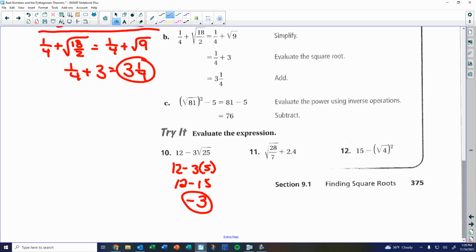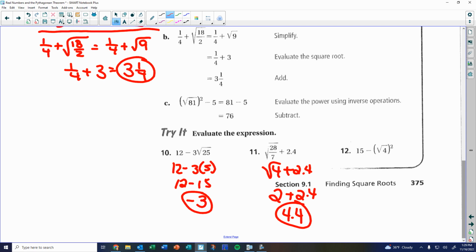Now, the next one. What's the first thing we have to do, Eden? Because you got this. What's the first thing we have to do here? 48 minus 7. Yeah, you got the radical here, right? And you got 28 over 7. Well, 28 and 7 are not perfect squares, but you can divide this. What's 28 divided by 7? 4. So this goes down to the square root of 4. Well, what's the square root of 4? 2. And when I add 2 to 2.4, you get 4.4. How many people got 4.4? Okay, good. Simplify the fraction if you can. All right?